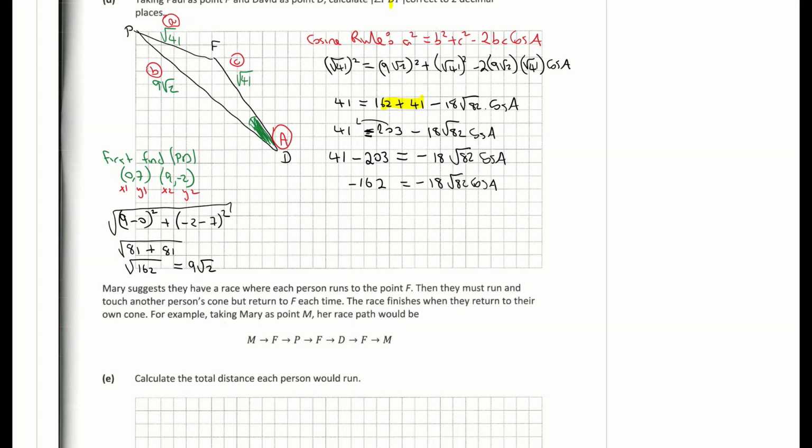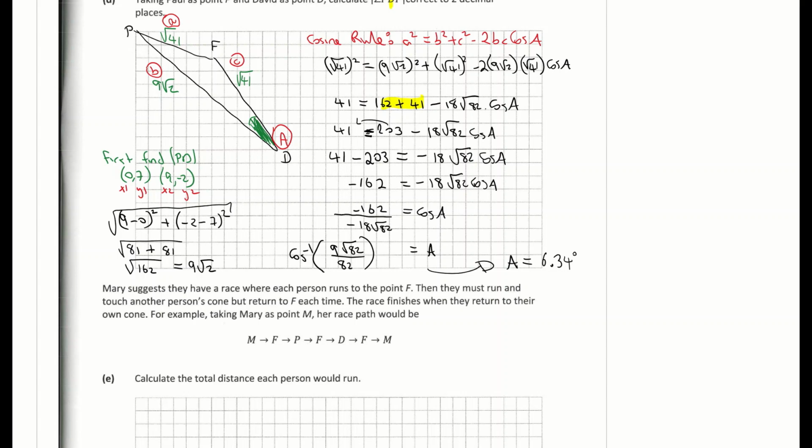I'm then going to divide across by minus 18 root 82. So that's giving me minus 162 divided by minus 18 root 82 is equal to cos A. To get A on its own, I'm going to use the cos inverse. So it's the cos inverse of minus 162 over minus 18 times root 82, which simplifies to 9 root 82 over 82. And when you find the cos inverse of that, I'm just going to write it over here. I'm running out of space. So therefore, A is equal to 6.34 degrees.